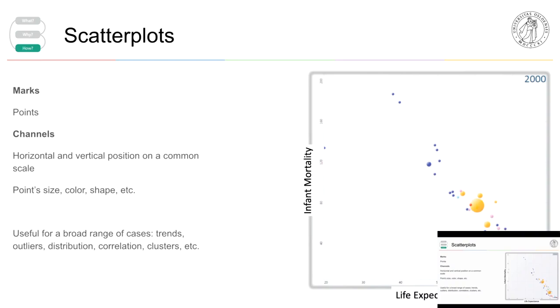Scatter plots use points as marks, and the channels will be horizontal and vertical position on a common scale. But you can also use the point's size and color and shape and so on to express other attributes. This is a very effective style of visualization because you can add many channels to it, and it's useful for a broad range of cases. Here, for instance, we are using the size and the coloring and also, of course, the positions.